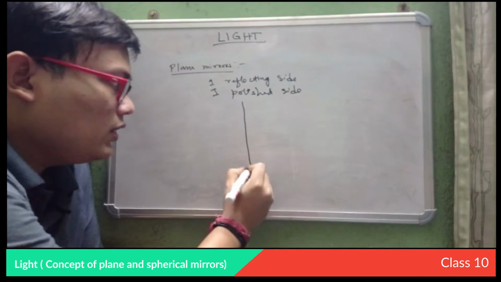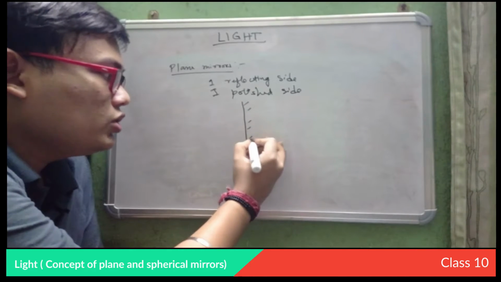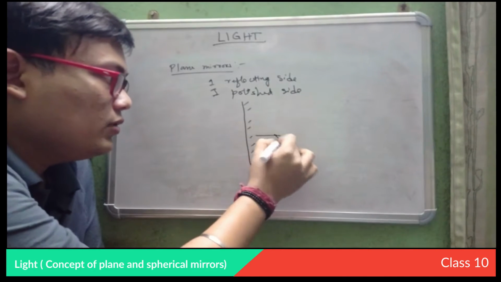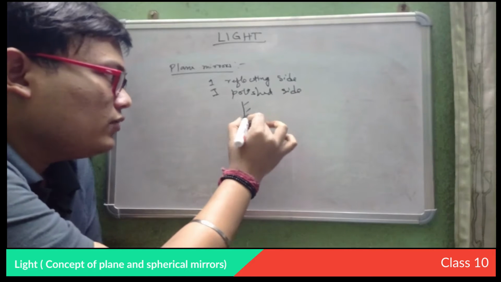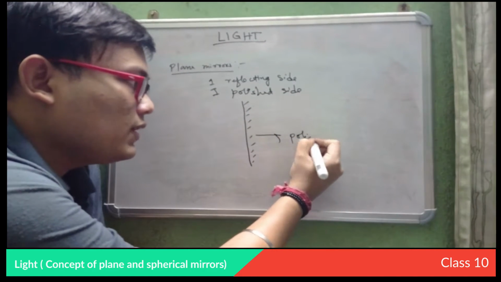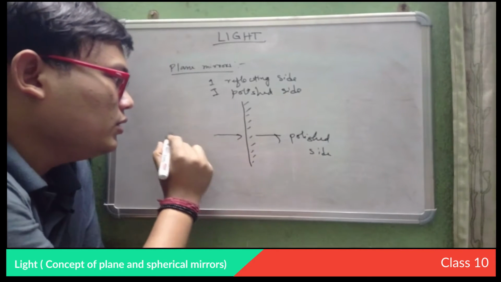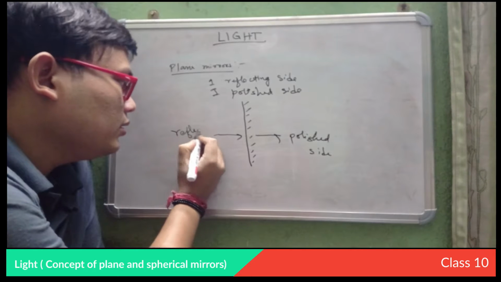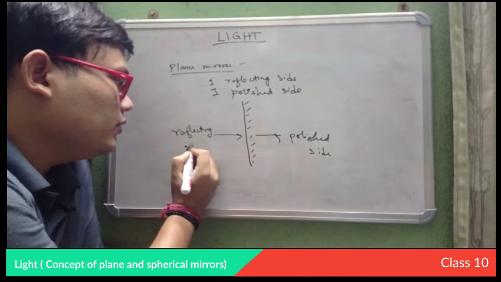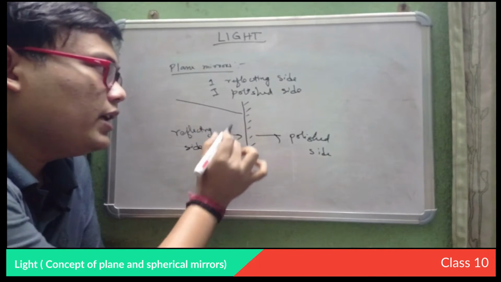So if we consider this as a plane mirror, one side will be polished. I am denoting this side with these dashes to represent it as polished. So this is the polished side and this one is the reflecting side. So if a light ray falls on it, it gets reflected from this reflecting side.